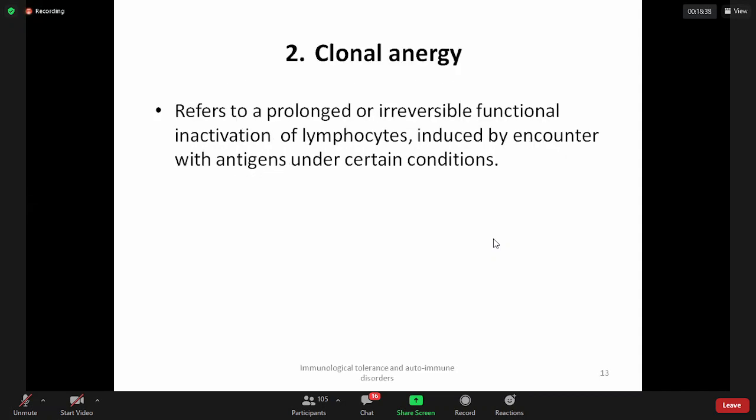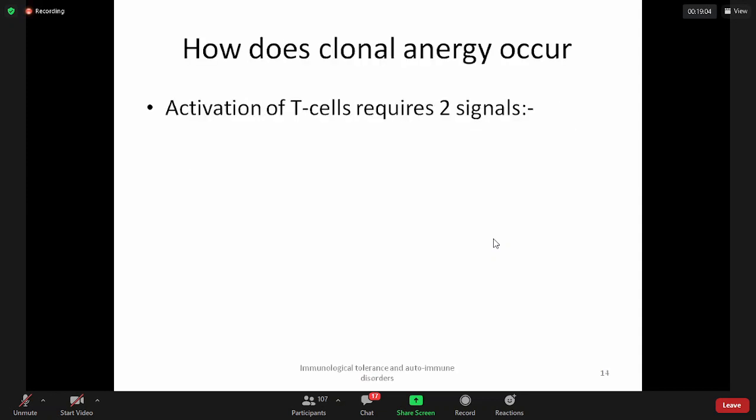So the second mechanism is clonal anergy. Now, in clonal anergy, we have a prolonged or irreversible functional inactivation of lymphocytes. And this is induced by an encounter with antigens under certain conditions. So in this case, you have a group of T cells that are rendered inactive. And they're rendered inactive because they are autoreactive. How does this occur? If you remember, T cell activation is a two-signal process.